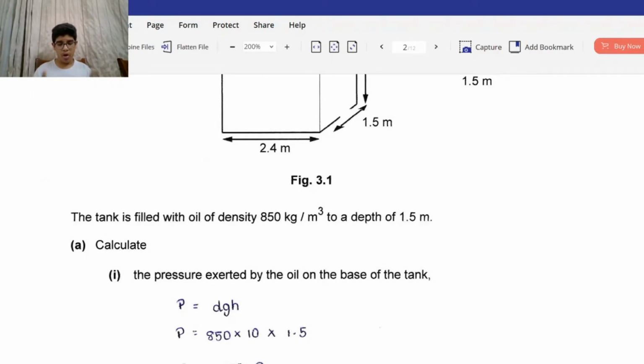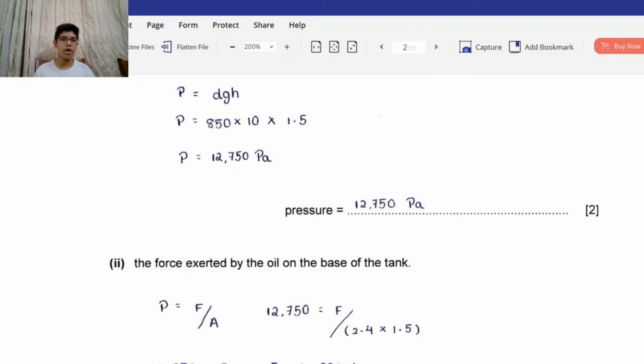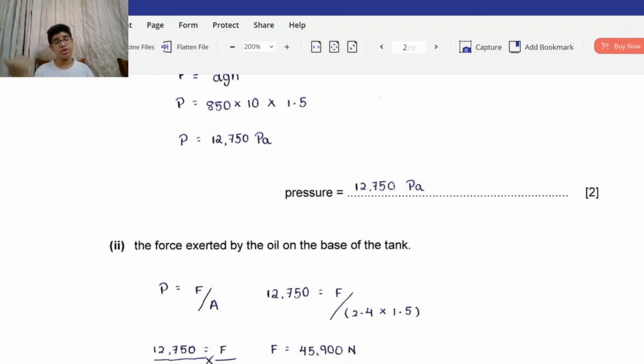What does this mean? That means on that base area, there's a force of 12,750 pascals or newtons per meter squared acting on it. I hope you get the picture. If not, I suggest you go to YouTube and search videos for physics by Crash Course.